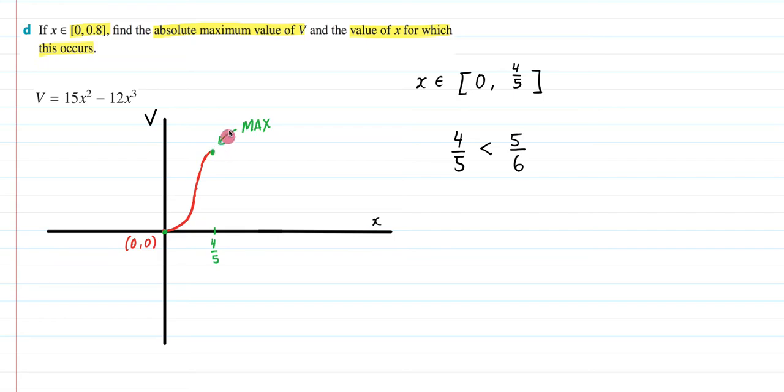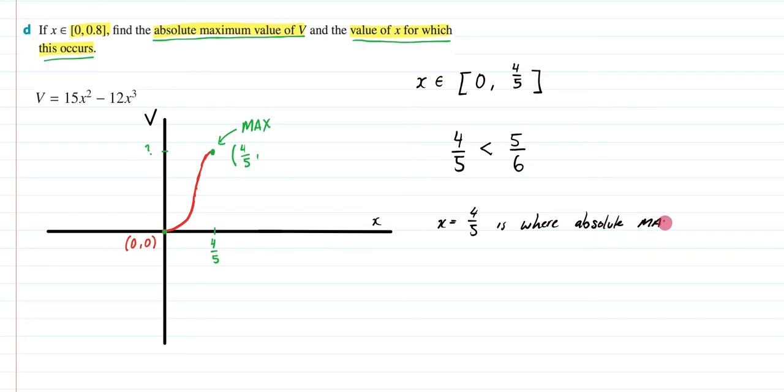So what do we have to find now? We have to find the absolute value of v. So we need to find what the v value is for this point right here. And we need to find the value of x for which this occurs. Well, we already know what the value of x is going to be. It's going to be 4/5. So we're going to have to find out what the v value corresponds to that. If you wanted to, we could just write out what we know, that x equals 4/5 is where the absolute max occurs.